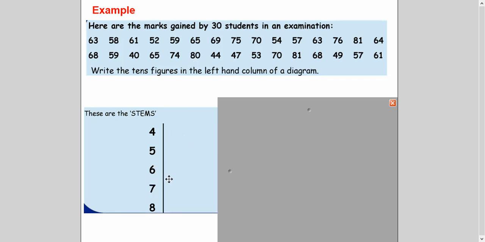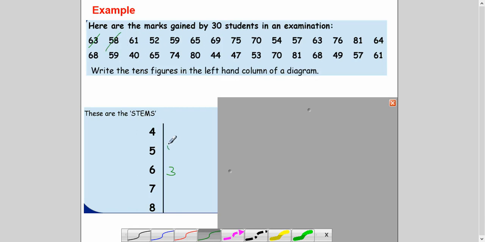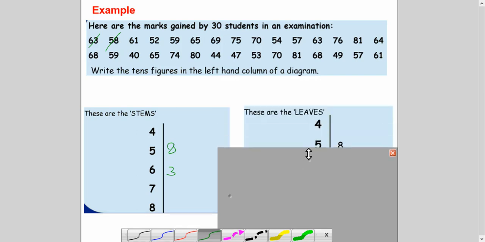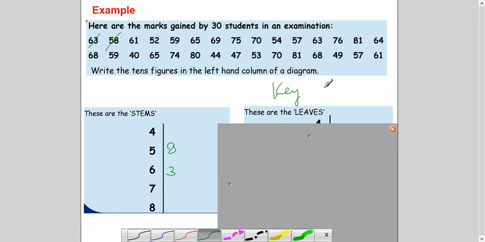Now, what will I write here? The best way is that you start reading from here. For example, 63. So I can write 3 here. Then, if you're reading like this, you can read like this also. The choice is yours. So if it is 58, 5, 8. So I can explain that my key will be, for example, 5|8 means 58. So I can explain what my key is.